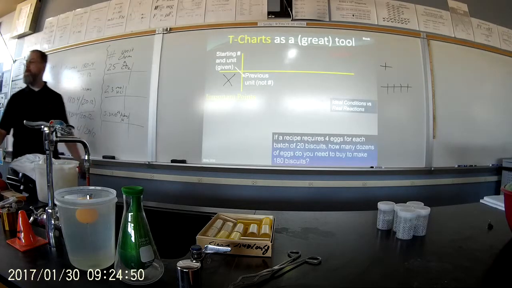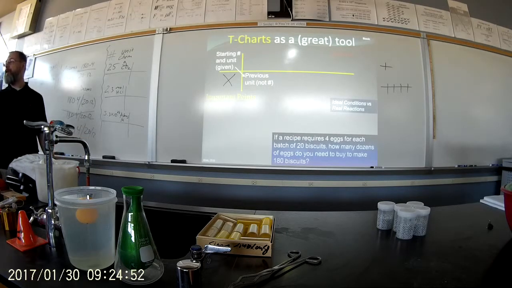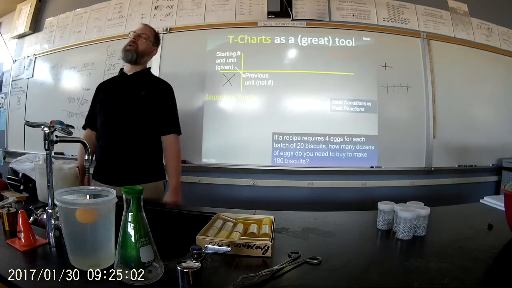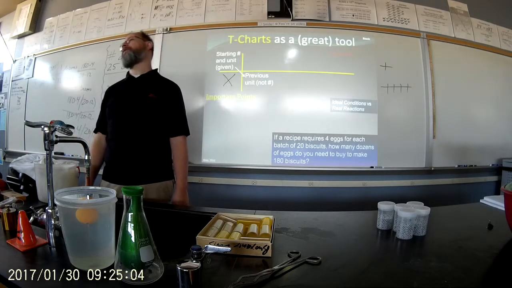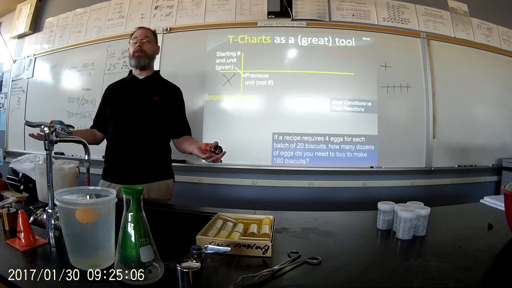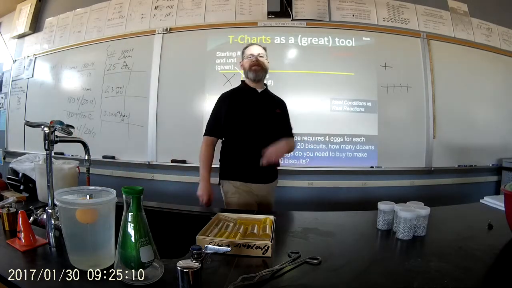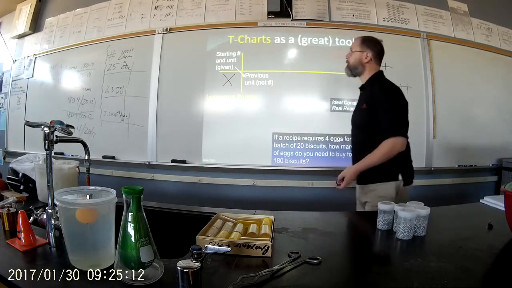So what this means, guys, is this is the basis of stoichiometry. I want to make 180 things. I can't go to the grocery store and say, I would like the number of eggs required to make 180 biscuits. They'd be like, I'm going to need some conversions. So you convert your biscuits to eggs and eggs to dozens, and you buy your dozens.